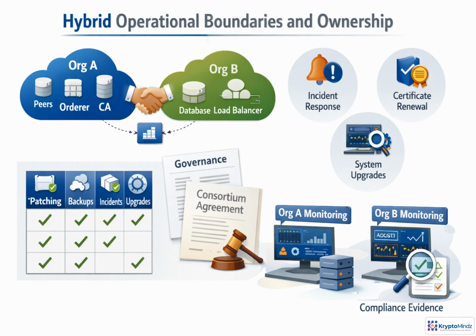Hybrid operations fail when ownership is assumed instead of documented. Every component needs a named owner, operator, backup contact, and escalation path. That includes peers, orderers, CAs, databases, load balancers, and monitoring tools. The same clarity is needed for patching, backups, incidents, certificate renewal, upgrades, and compliance evidence. The goal is not identical infrastructure across organizations. It is shared standards, clear accountability, and governance agreements that match how the network actually runs.